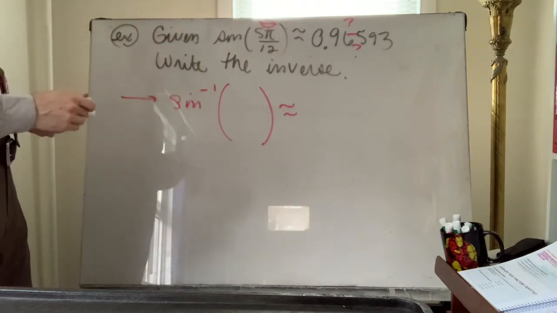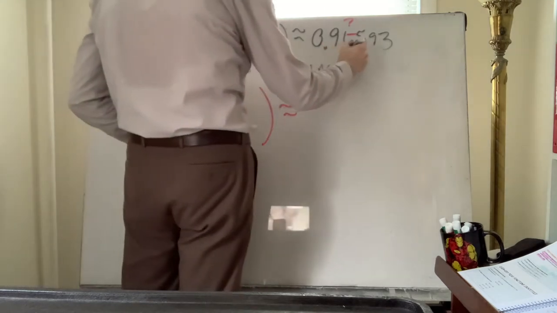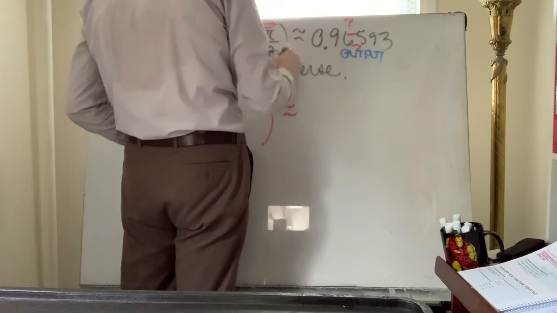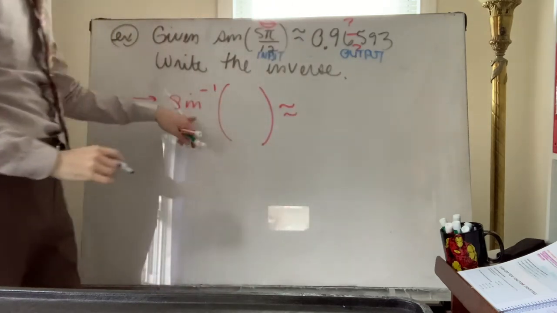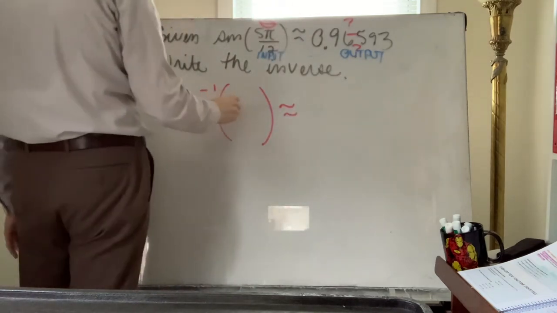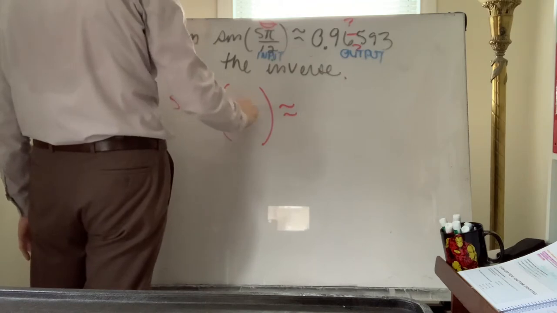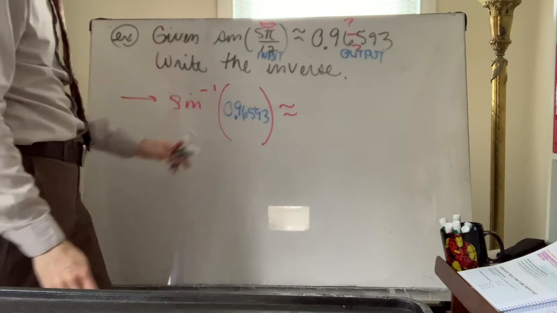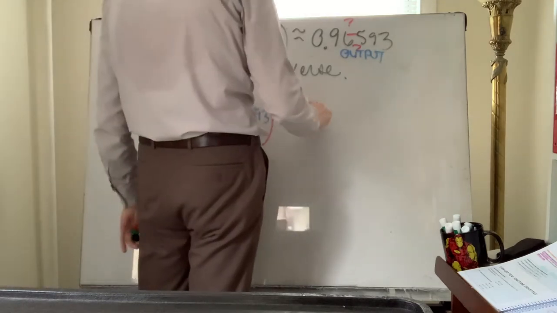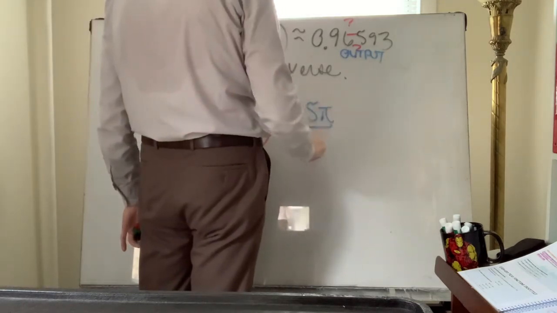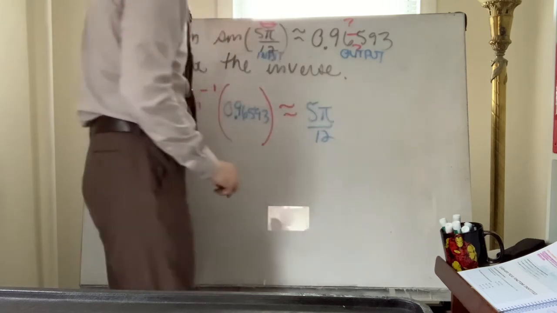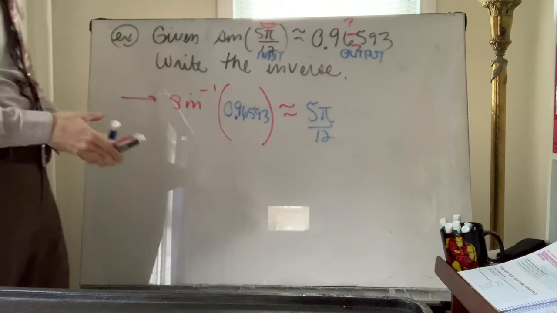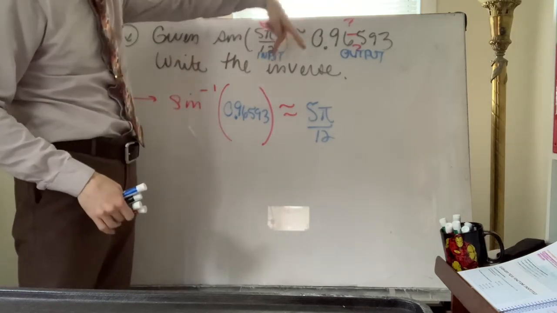Anyhow, what is the output here? And the input here, swap. So in the case of an inverse function, you're going to put the decimal 0.96593, and then realize that it should give you about equal to this angle, 5 pi over 12. That's the whole point of the exercise, just to get comfortable with making this switch.